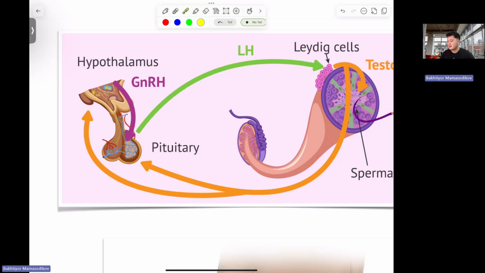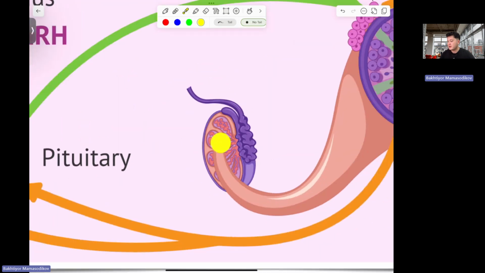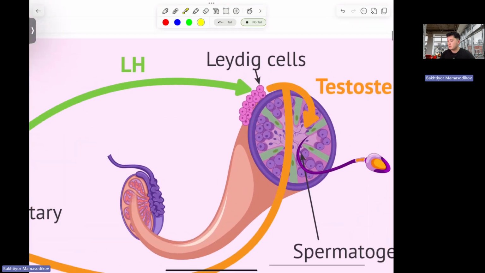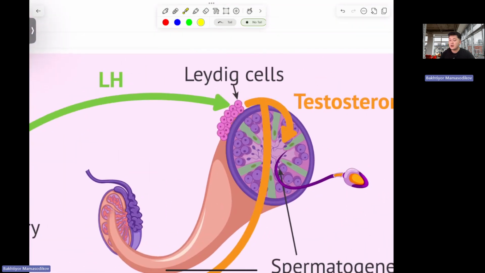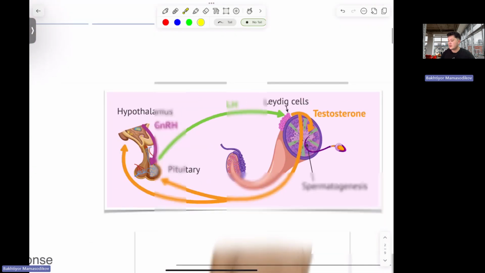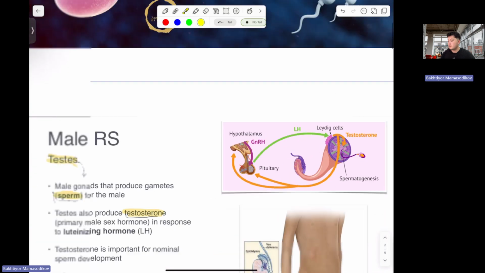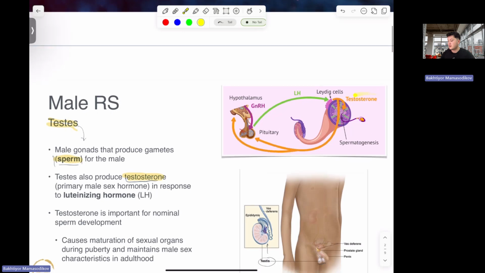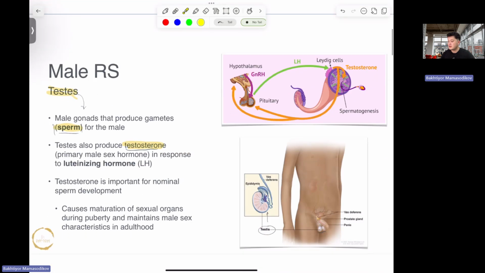This is the testis, and in the testis there are seminiferous tubules, as you can see here. In the seminiferous tubules, there are cells called the Leydig cells. LH goes to the Leydig cells and stimulates the production of testosterone. The essential hormone for production of testosterone is LH. LH is released in response to gonadotropin releasing hormone.